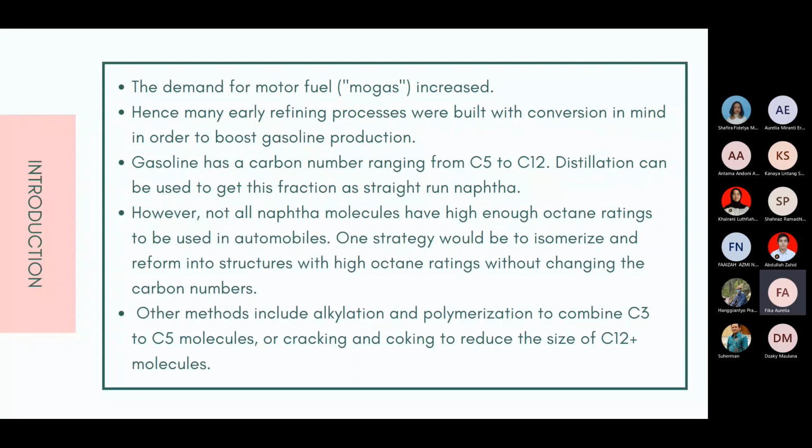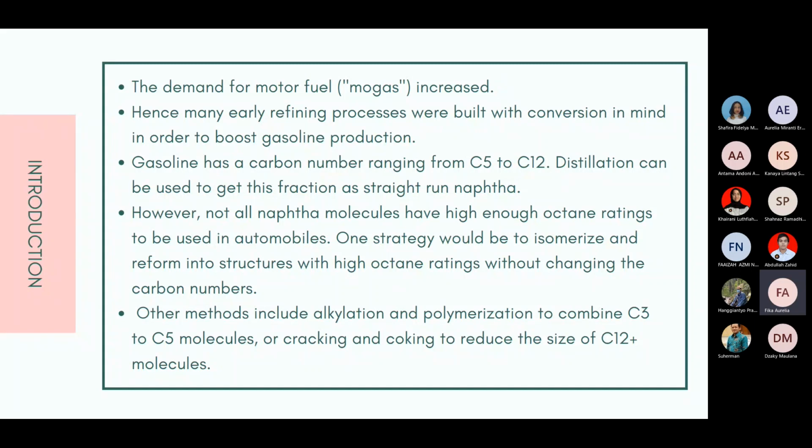So for the introduction, the demand for motor fuel, or mogas, increased. Hence, many early refining processes were built with conversion in mind in order to boost gasoline production. Gasoline has a carbon number ranging from C5 to C12. Distillation can be used to get this fraction as straight-run naphtha. However, not all naphtha molecules have high enough octane ratings to be used in automobiles. One strategy would be to isomerize and reform them into structures with high octane ratings without changing the carbon numbers.